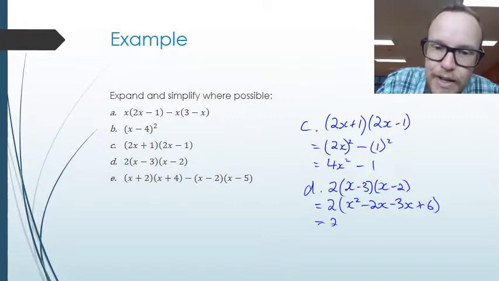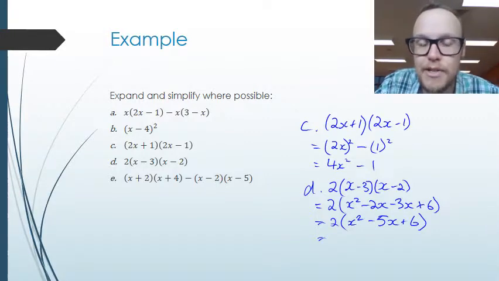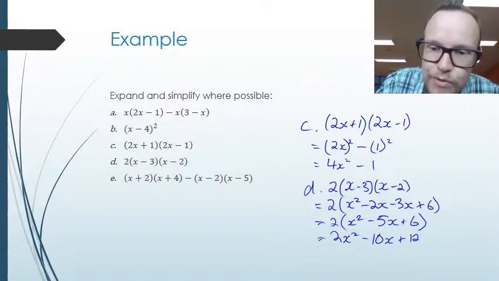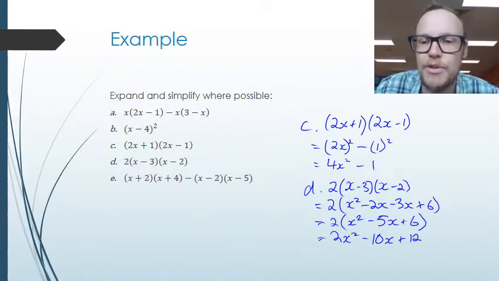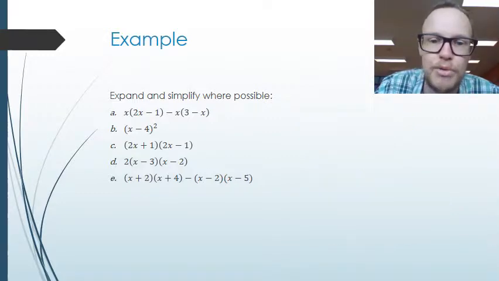So I can simplify inside the brackets now and get minus 5x plus 6. And now I can distribute that 2 to everything inside the brackets. So I get 2x squared minus 10x plus 12 by distributing that 2 to everything inside the brackets, multiplying everything inside the brackets by 2.